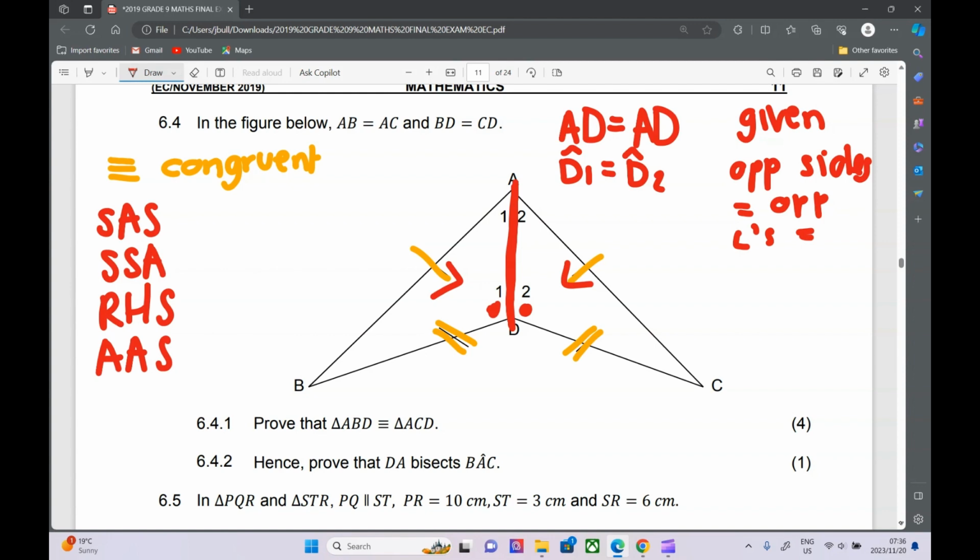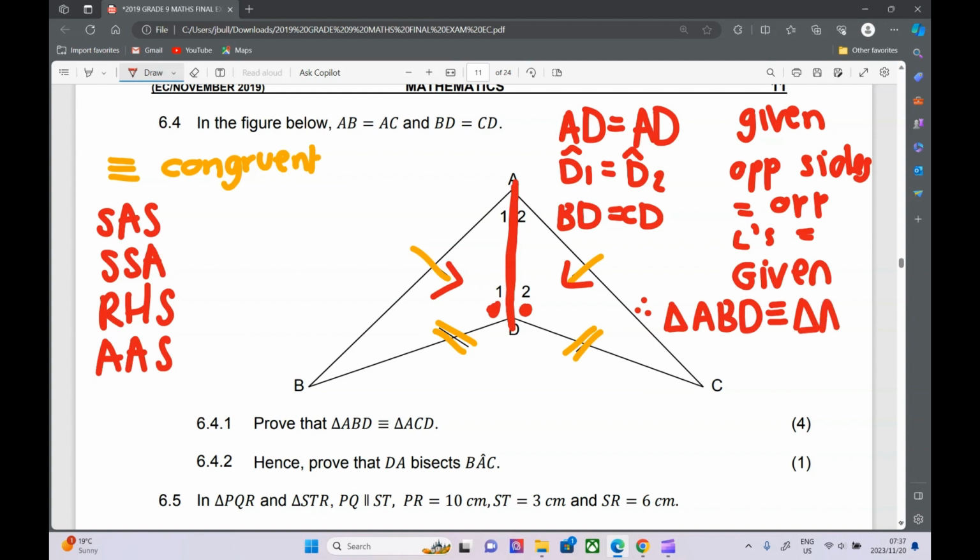Okay, and then our third reason is BD. So the line BD is equal to CD, and that one was just given to us. They told us that. So then we can actually use side, angle, side. So we can say, therefore, triangle ABD is congruent to triangle ACD, and our reason is side, angle, side.